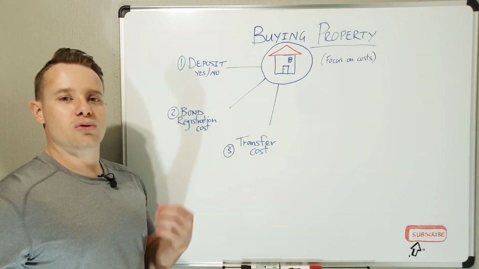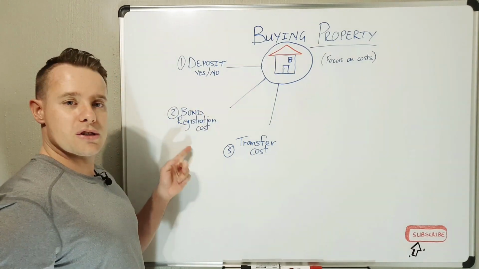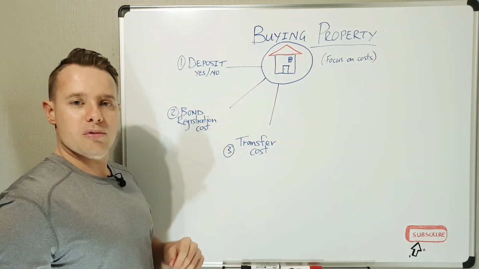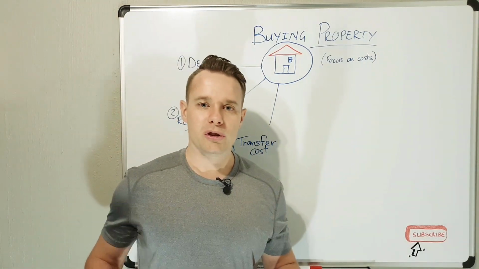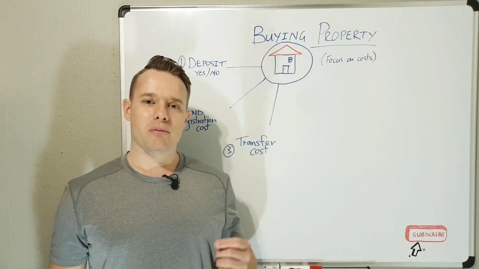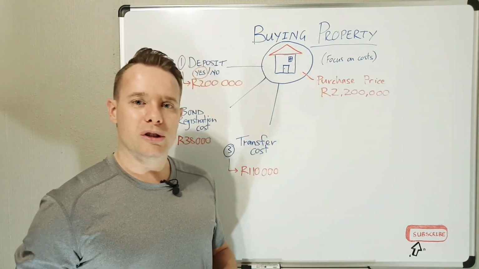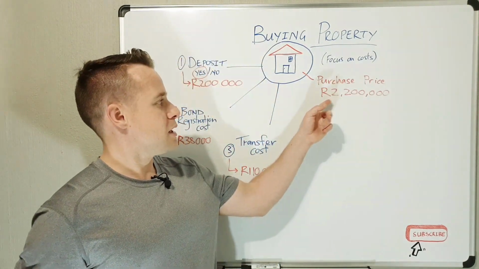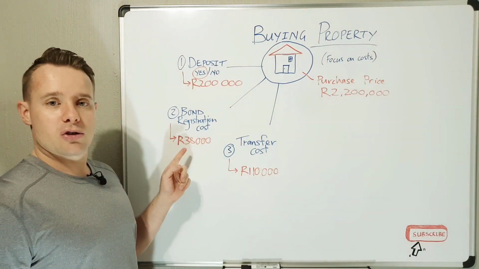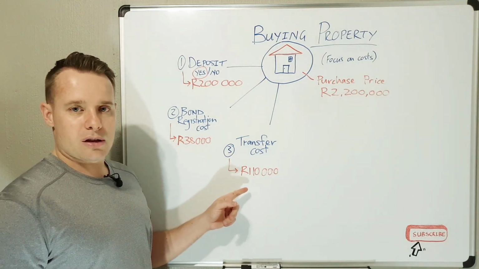So first things first, your deposit. Do you have a deposit? Yes or no? Bond registration cost, and then transfer cost. Now I'm going to use an example of a 2.2 million rand property in this case. And on this 2.2 million property, we're going to put down a 200,000 rand deposit. So we're buying a 2.2 million rand property in this case. The deposit required is 200,000 rand. The bond registration cost will be 38,000 rand. And the transfer cost will be 110,000 rand.